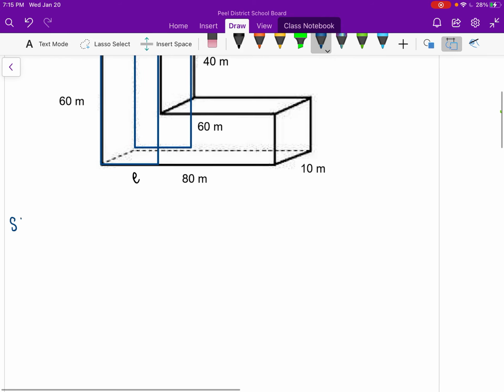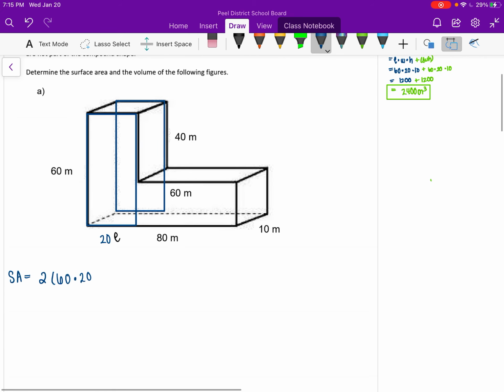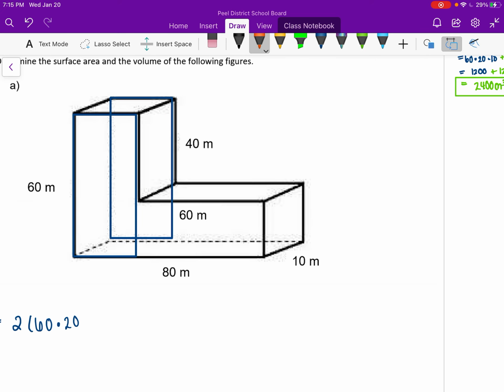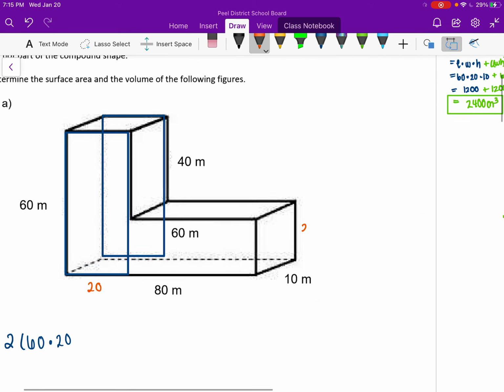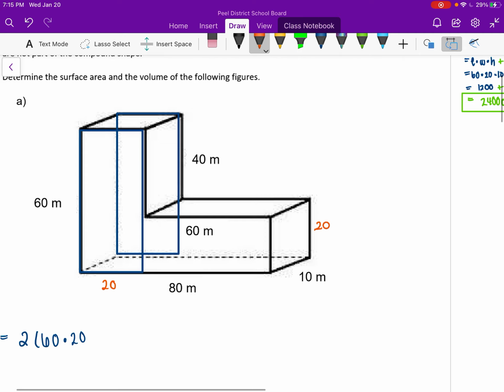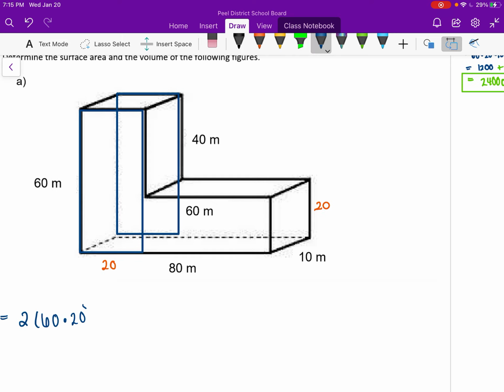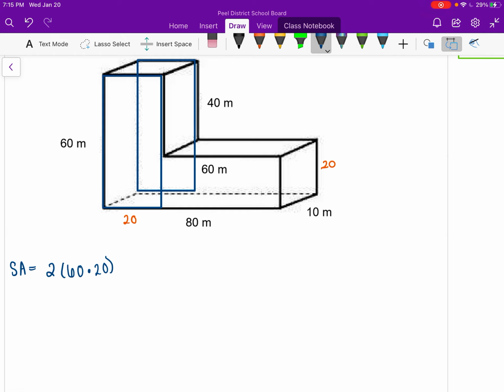So I'm going to say surface area is equal to 2 times 60 by 20. I knew from before that this was 20. I'm just going to put in the numbers that I already knew from before, just so that we have them. Okay, so this was 20. We had determined this was also 20, and I think that was it. And if we need to, we can come back and look. Okay. So you have 60 times 20 for those two blue boxes. They're done.